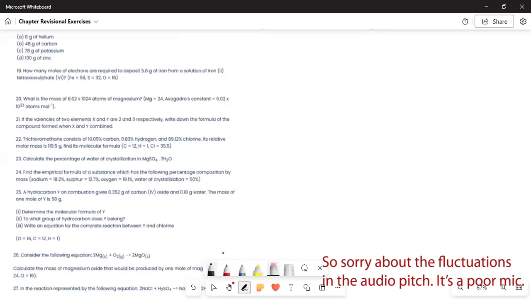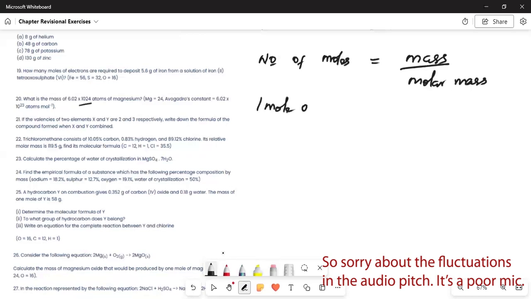Then question 20, it says what is the mass of 6.02 times 10 to the power 24 atoms of magnesium? Remember that number of moles is equal to the reacting mass over the molar mass, and 1 mole of any substance, in this case magnesium, has 6.02 times 10 to the power 23 atoms. So if that is the case, and the question is asking what is the mass of this number of atoms, we need to know first how many moles are there in this 6.02 times 10 to the power 24.